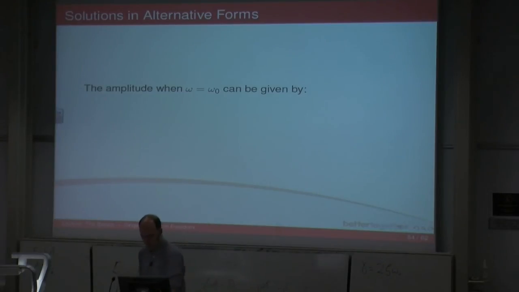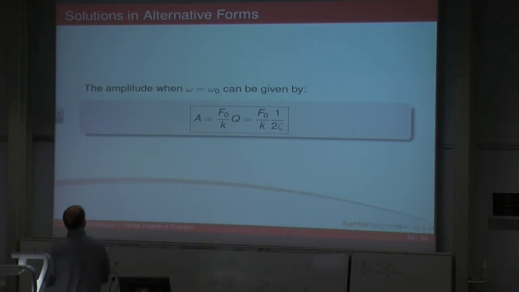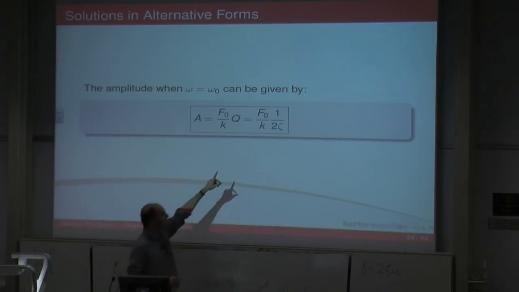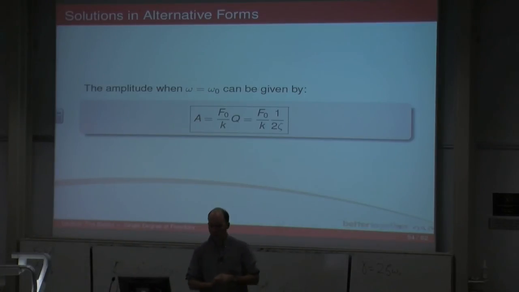Remember, when your frequency is equal to omega naught, the amplitude we said was q times the static displacement. Well, we can replace q with 1 over 2 zeta, 2 times the damping ratio, and you get the same thing, because q equals 1 over 2 zeta. So again, a nicer alternative form.